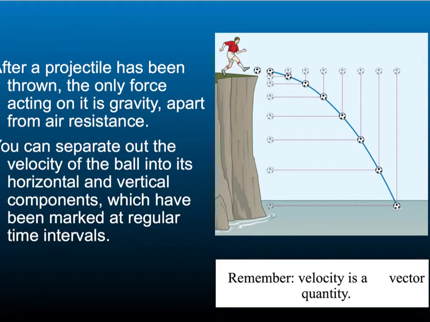Velocity is a vector quantity. It's got both a size and a direction. And you can separate out the velocity of the ball into its horizontal and its vertical components of velocity. If we look at the diagram, these snapshots of the ball have been taken at the same regular time interval.